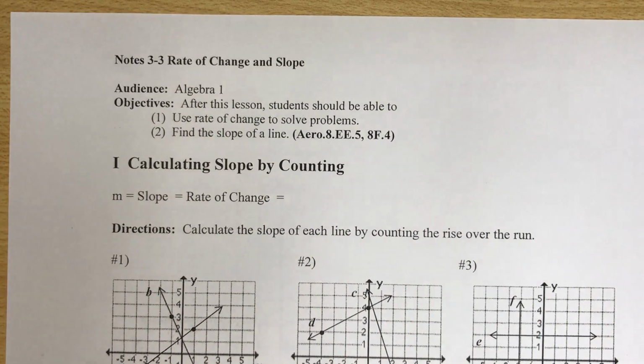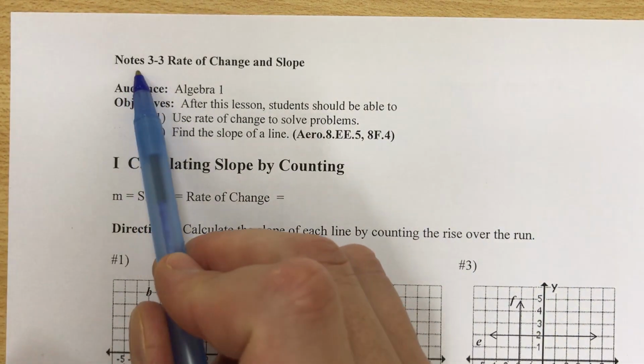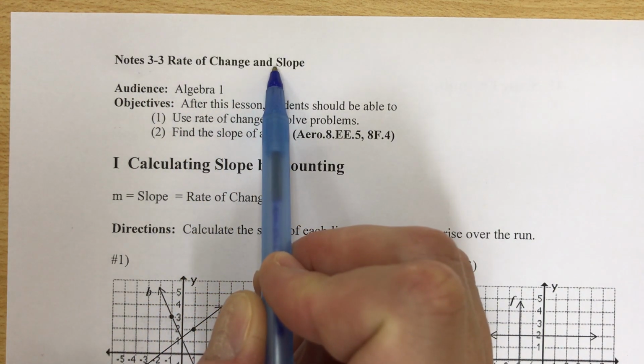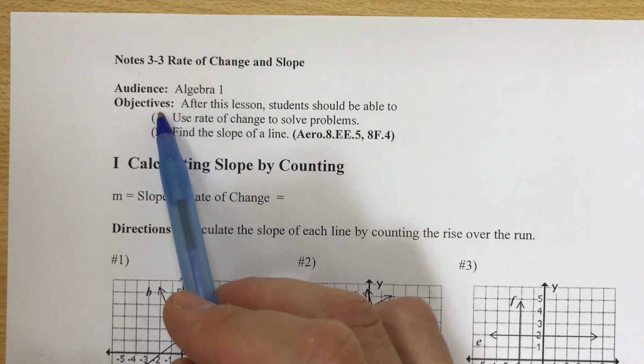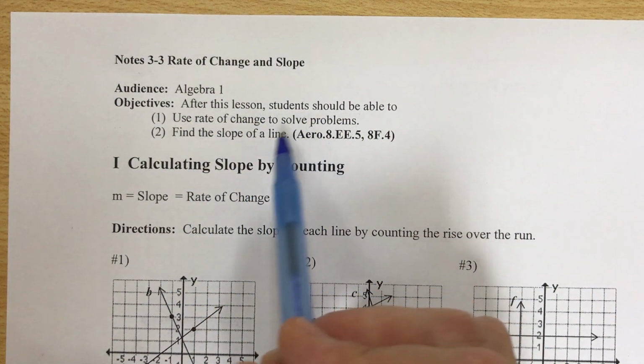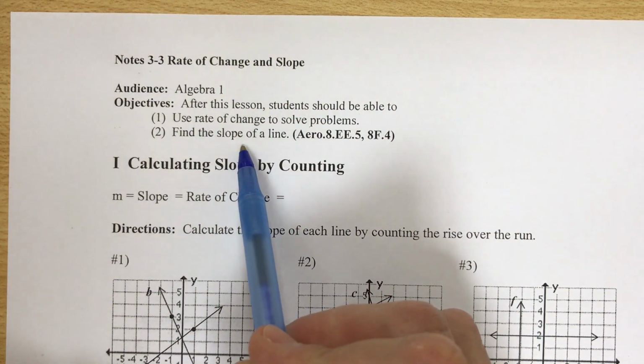Okay, Algebra 1 fans, our topic for today, this is notes section 3-3, rate of change and slope. Objectives after this lesson, we should be able to use the rate of change to solve problems, and we should be able to find the slope of a line.